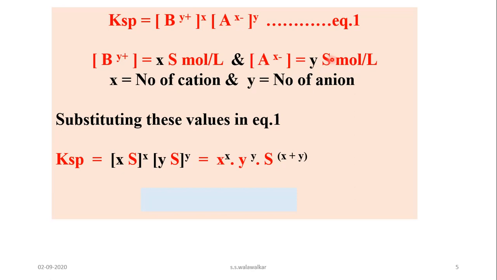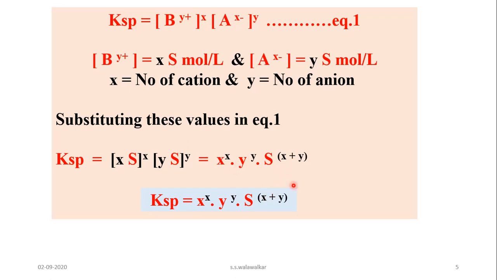So, Y into S is the concentration of A ions. So, Y into S raised to power Y, and that is equal to X raised to X into Y raised to Y into S raised to X plus Y. Therefore, Ksp is equal to X raised to X into Y raised to Y into S raised to X plus Y. So, this is the relation between solubility product and solubility of the compound.